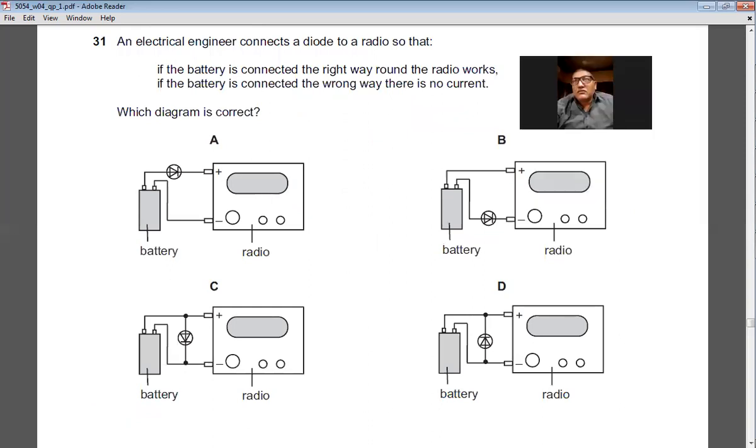Okay, now an electric engineer connects a diode to a radio so that if the battery is connected the right way round, the radio works. If the battery is connected the wrong way, there is no current. Which diagram is correct? The conventional current will go into the positive, so the arrow of the diode should also be along this. This is the right choice. This is wrong because according to conventional current, the current goes into the negative and comes back like this, so the radio will never be on. So C is also wrong, D is also wrong. The best choice is A. Question number 31, A is the right choice.